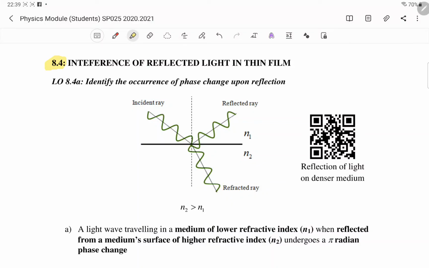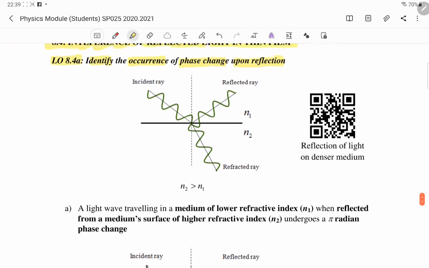Assalamualaikum and good day everyone. So today we go to chapter 8.4, interference of the reflected light in a thin film. For learning outcome 8.4a, you have to identify the occurrence of the phase change upon reflection. Okay, so here a light wave travelling in a medium of lower refractive index N1 when reflected from the medium surface of higher refractive index N2 undergoes pi radian phase change.